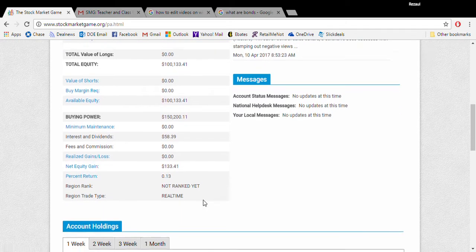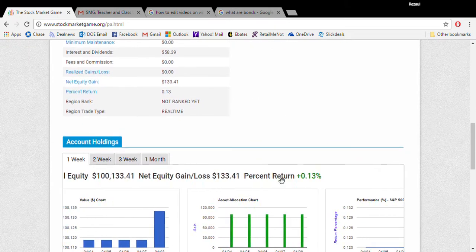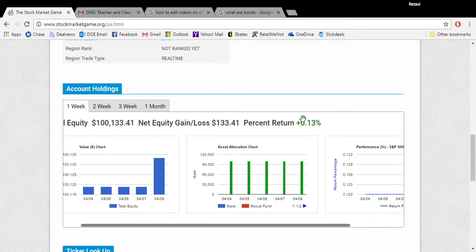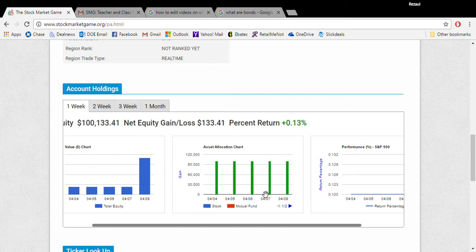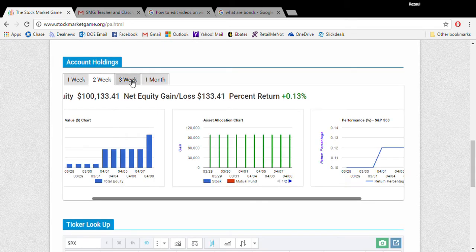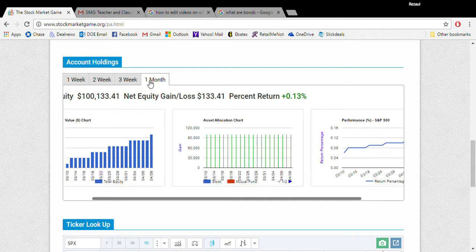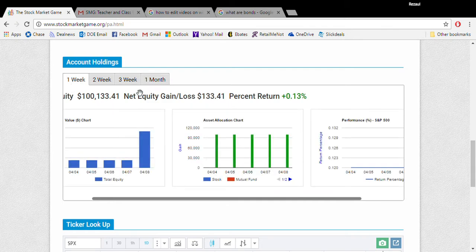So basically, we are at a gain of $133.41, which gives us roughly 0.13% return. So the account is basically at a 0.13% gain, but it's all in cash. You don't see any stock or mutual fund because obviously we haven't placed any trade. This is your account snapshot of 1 week, 3 week, 1 month, basically how your account's been doing. So you could take a look there.